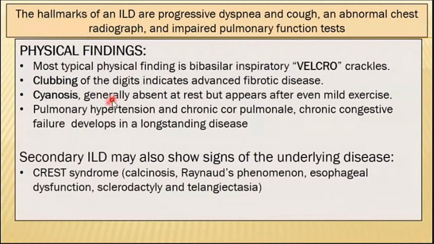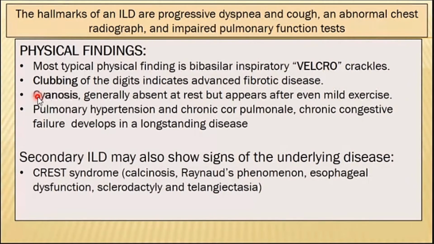Examination, the most typical finding is the so-called bibasilar inspiratory Velcro crepitations, Velcro crackles. Okay, Velcro because it's like when you open and close the Velcro, that's the kind of sound that you get when you auscultate in ILDs. Clubbing of digits also indicates advanced fibrotic disease. Cyanosis may be absent at rest in most of these patients, but cyanosis can be induced by exercise, and that is a very sensitive test.